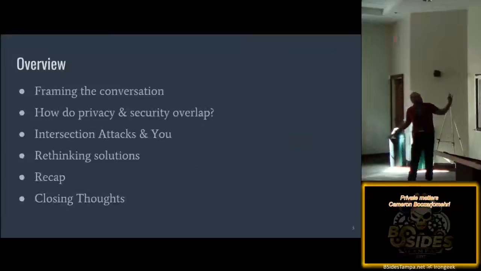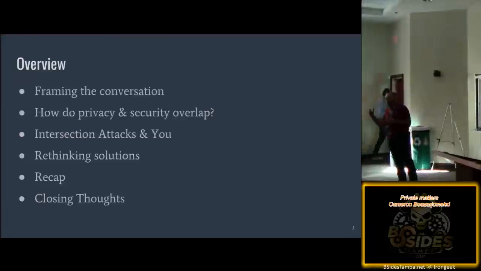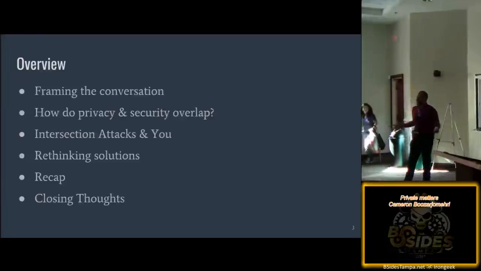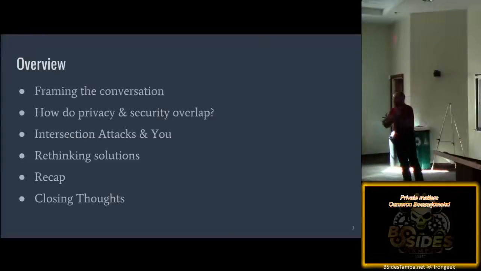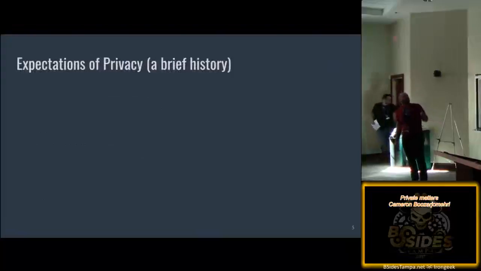So here's the overview. First, I want to frame how we think about privacy today: what laws and what expectations go into how you see privacy in the modern world. Then we're going to talk about how the goals of security, the whole point of this conference, and privacy overlap. In the privacy world, it's called an intersection attack: how can you cross-reference data across sets in order to enrich your information about a target? Then we're going to present some solutions, give a little recap, and I'll leave you with some information if you want to join the conversation around privacy or just read up on it. So without further ado, framing the conversation.